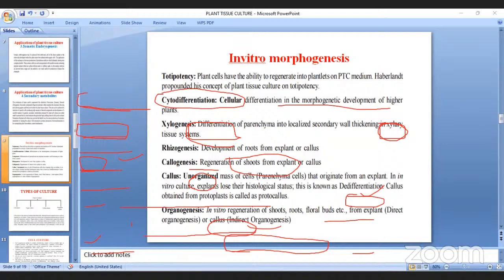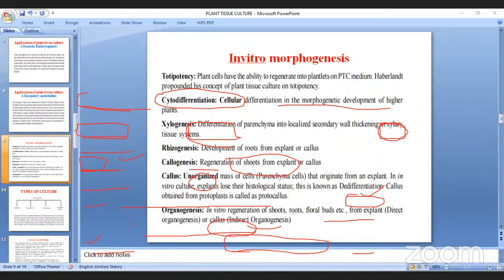Next, gynogenesis, from gynoecium. It is the in vitro regeneration of haploid plantlets from the unpollinated female gametophyte or embryo sac cells by culturing ovules. The gynoecium parts are ovary, style, and stigma. Here the explant is utilized from the ovary, maybe the ovule, inside which the embryo sac develops. The explant may be an ovule or embryo sac. If morphogenesis develops from the ovule or embryo sac, that is called gynogenesis.